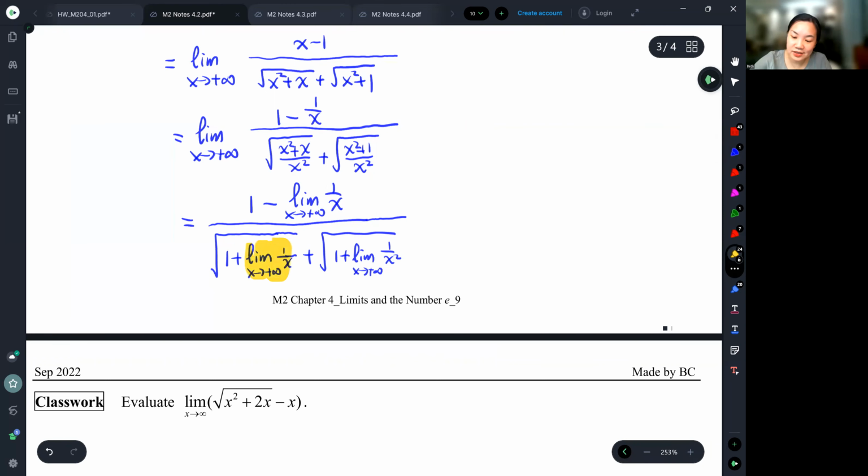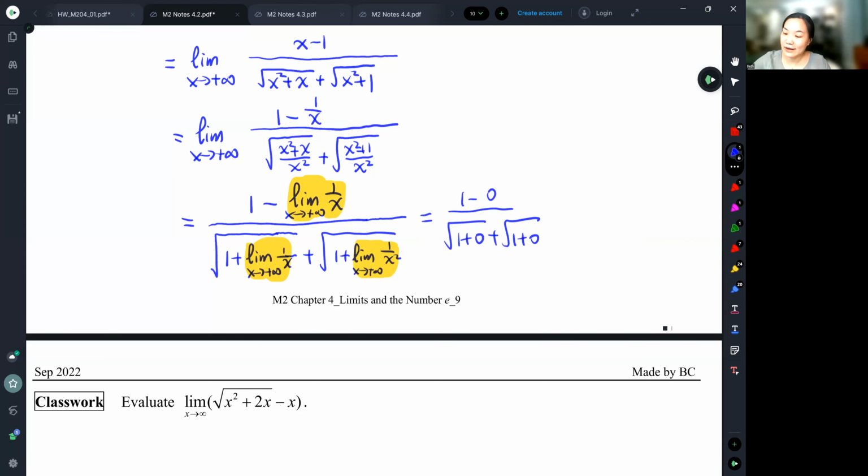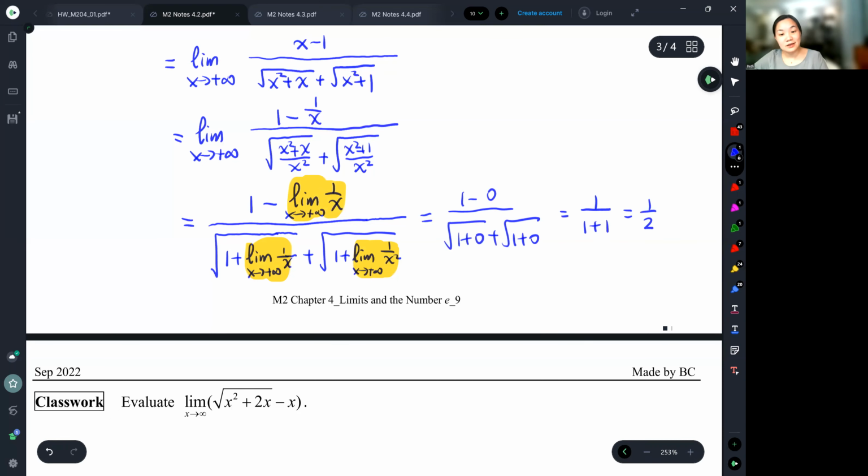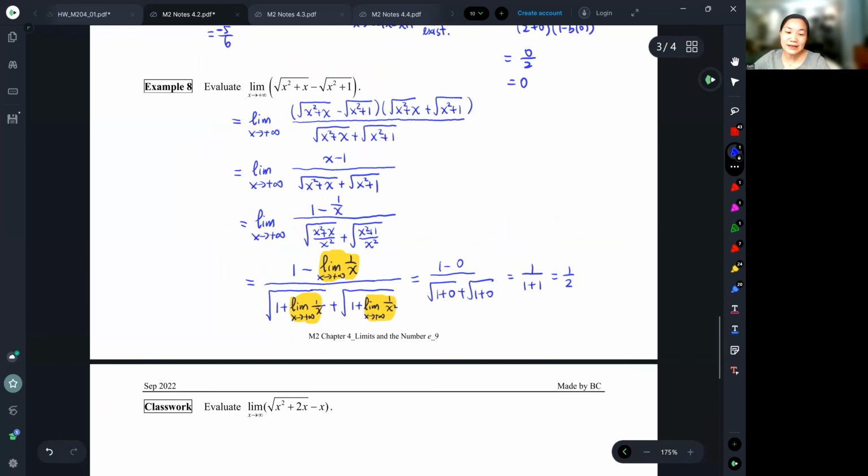Right now, I will just depend on my backup knowledge. I know these are 0, and then I will put them in. Okay, and then I will get 1 divided by 1 plus 1. And the answer is 1/2. Is that okay?